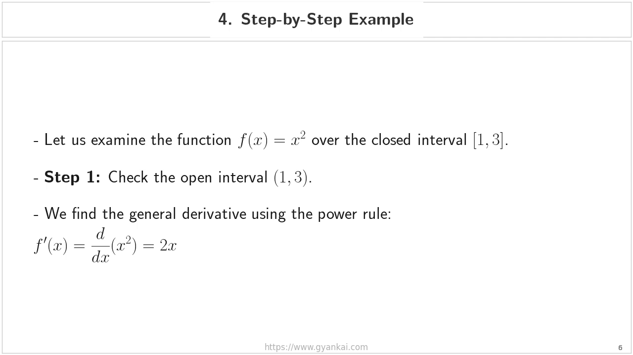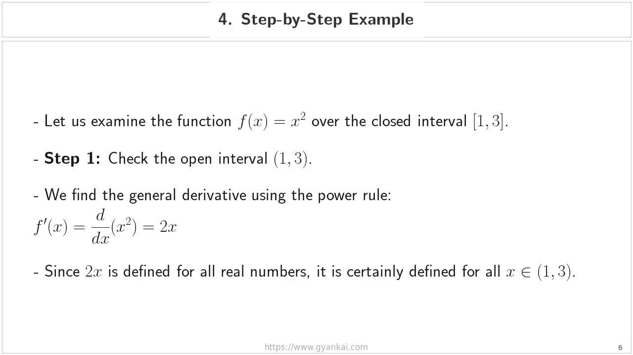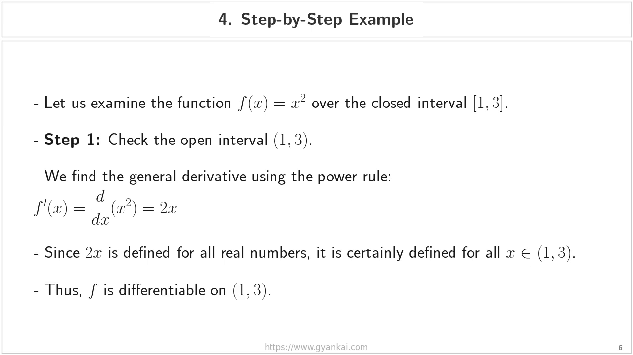By applying the power rule, the derivative of f of x, which we write as f prime of x, is the derivative with respect to x of x squared, which equals 2x. We can see that the resulting expression, 2x, is defined for all real numbers. Consequently, it is certainly defined for every value of x within our open interval from 1 to 3. Because the derivative exists and is finite at every single point in this range, we can conclude that the function f is differentiable on the open interval from 1 to 3. This completes the first requirement. In the following slides, we will proceed to verify the conditions at the 2 endpoints.